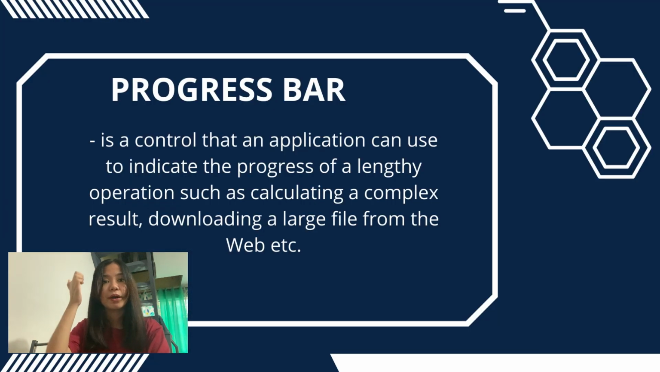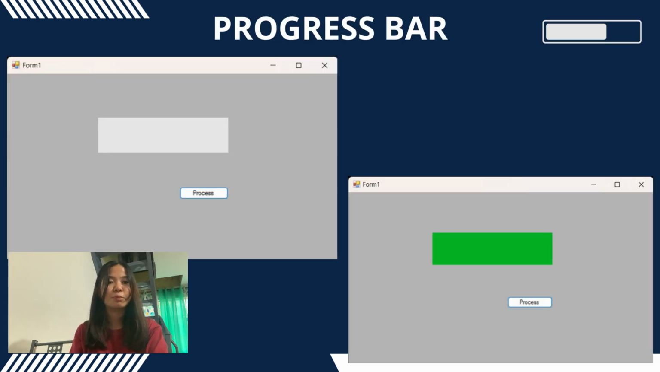A progress bar is a control that an application can use to indicate the progress of a lengthy operation, such as calculating a complex result, downloading a large file from the web, and so on. So this is what the progress bar looks like. As you can see, you have the bar, and the color green represents the current progress.